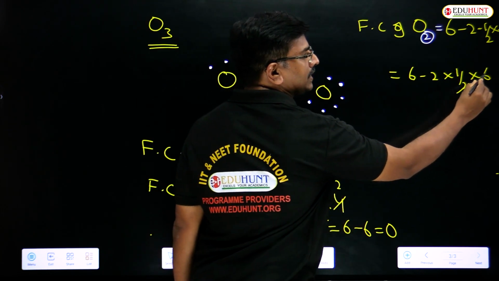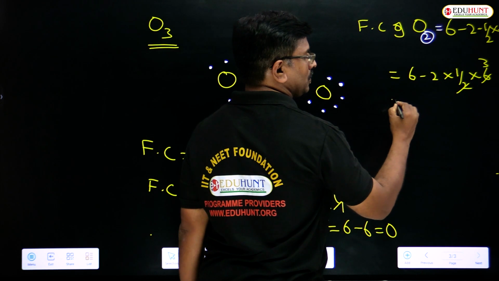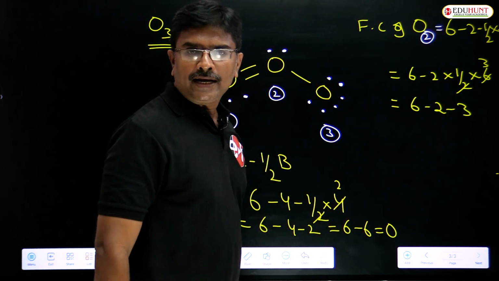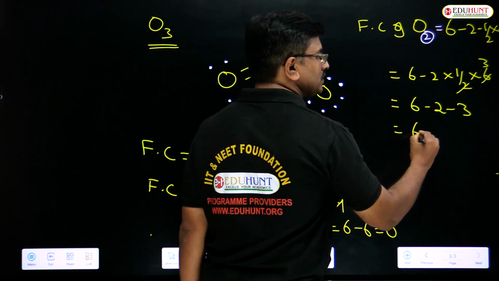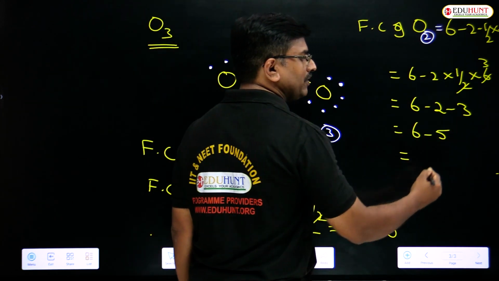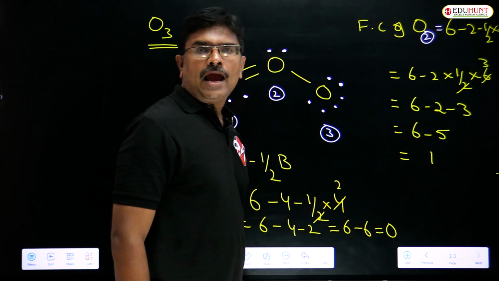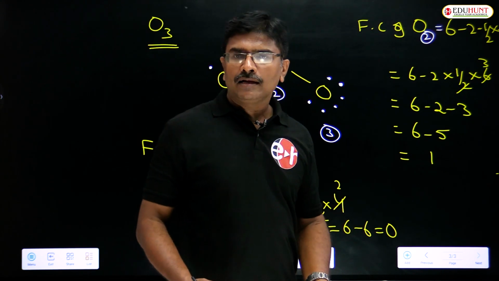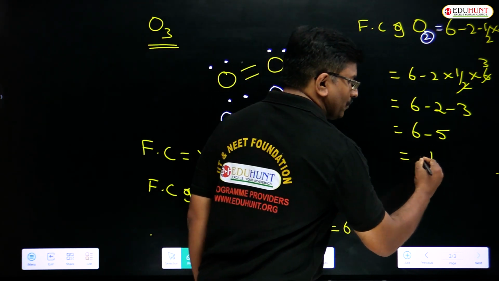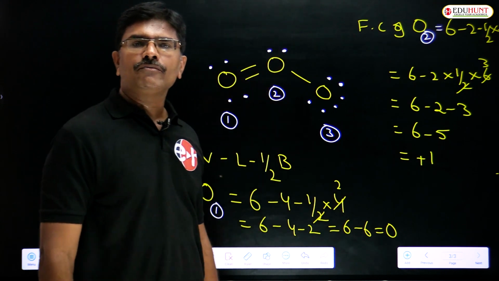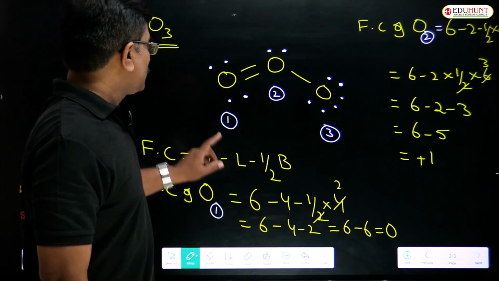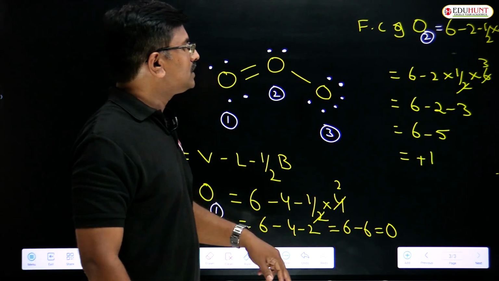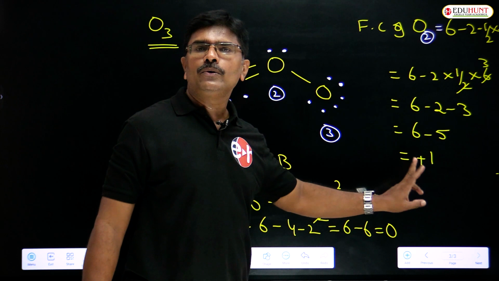This 2 cuts this 6 3 times. So it becomes 6 minus 2 minus 3. Right? So which is nothing but 6 minus 5. 6 minus 5 is how much? 1. And that 1 is having the positive sign, right? That means plus 1. How much charge it is having? Formal charge plus 1. So the first oxygen atom's formal charge is 0, whereas for the second oxygen's formal charge we have got the value plus 1.